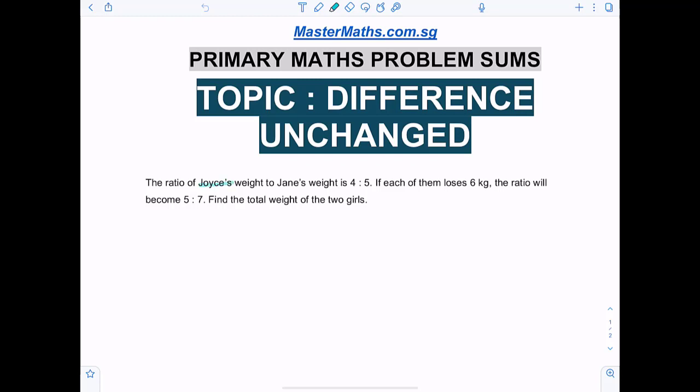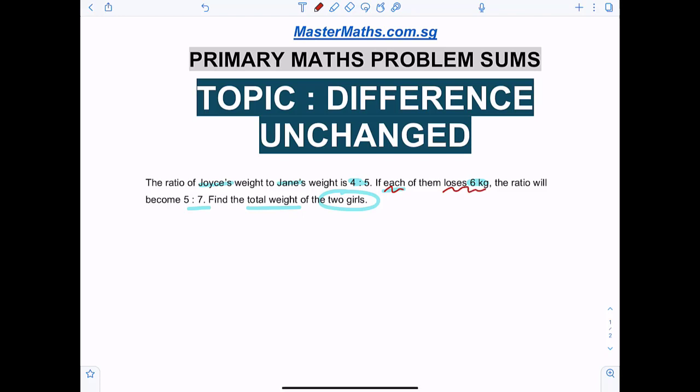The ratio of Joy's weight to Jane's weight is 4:5. If each of them loses 6 kg, the ratio will become 5:7. Find the total weight of the two girls. Now, to do this question, we have to identify the keywords, which is each of them loses 6 kg.